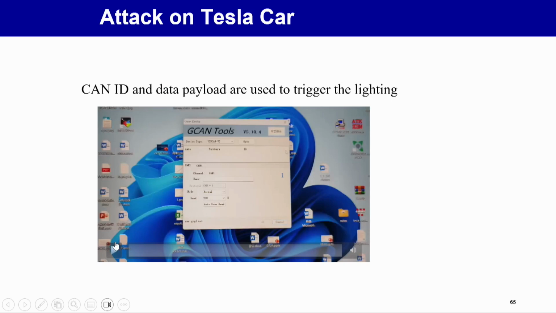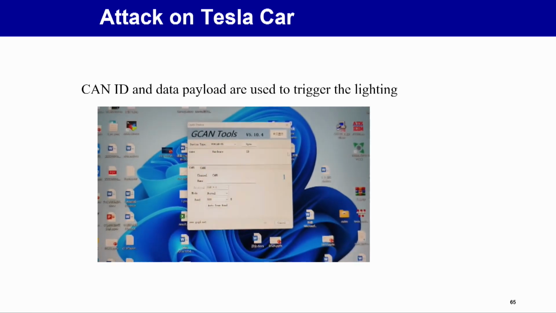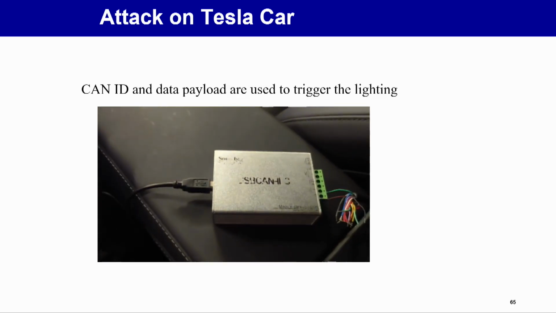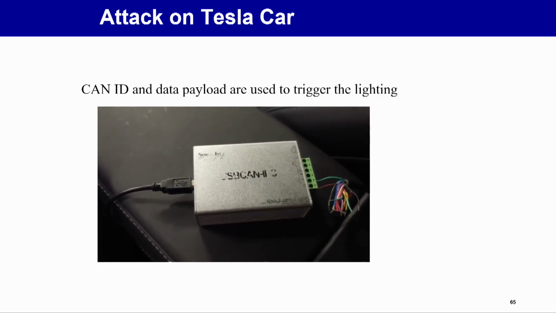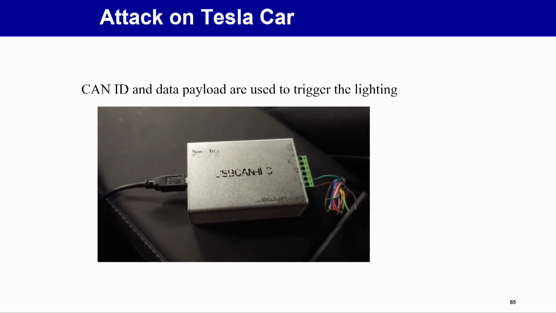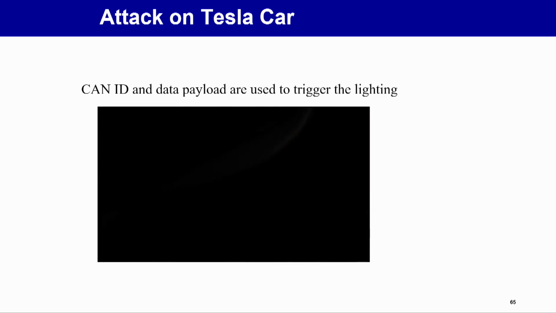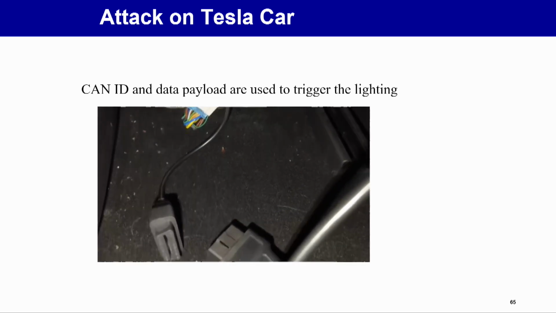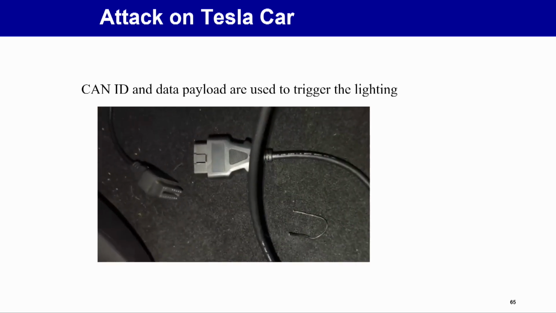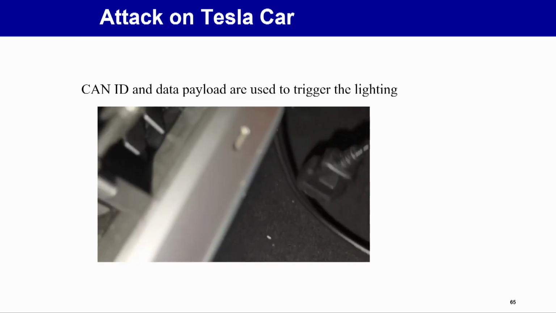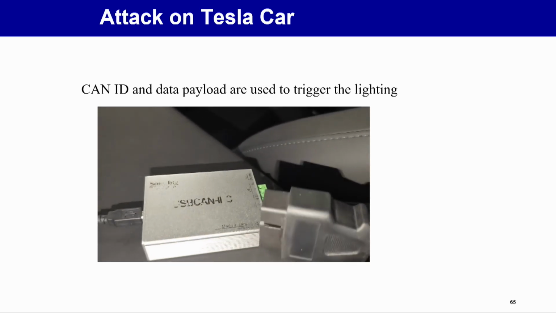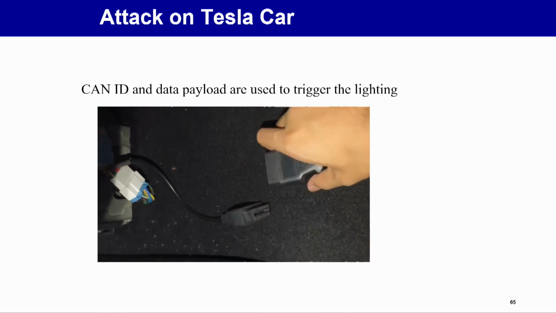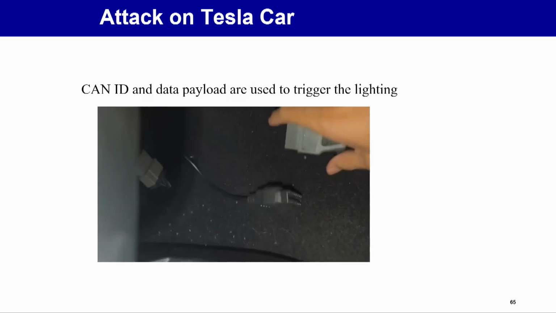So let's look at this video. Here I'm showing how we can attack the car through the CAN bus. This was done by one of the master's students. Here is the device we used inside the Tesla Model 3, from the car. And here is the OBD port we used. In the car this is available, you can connect. This is the cable we used to connect between this device and the car, and we plug it into the OBD port.